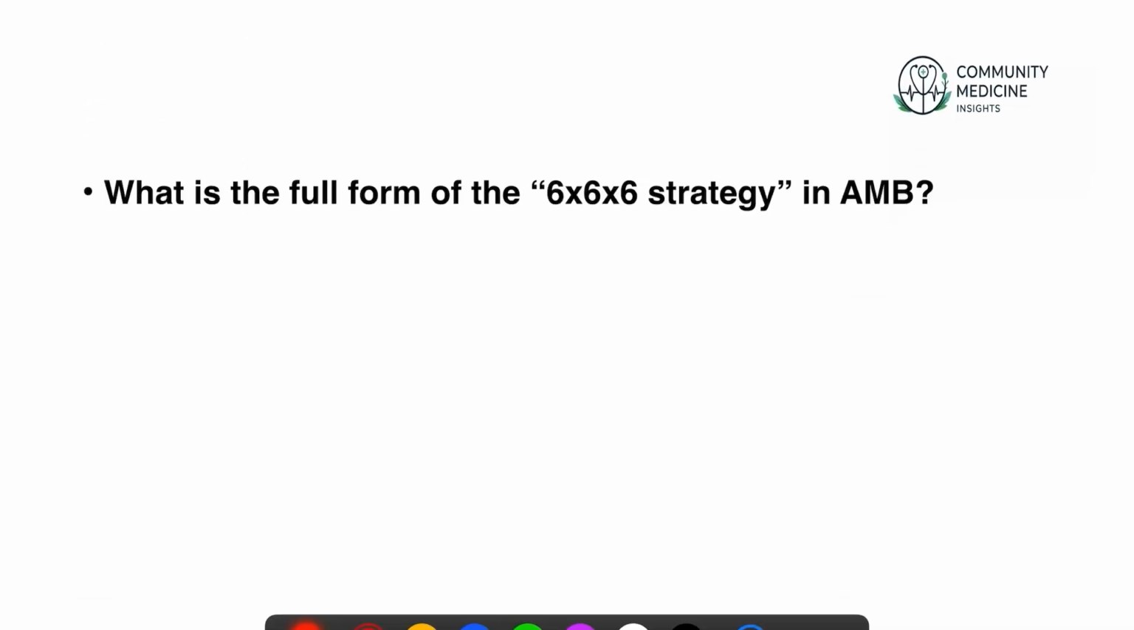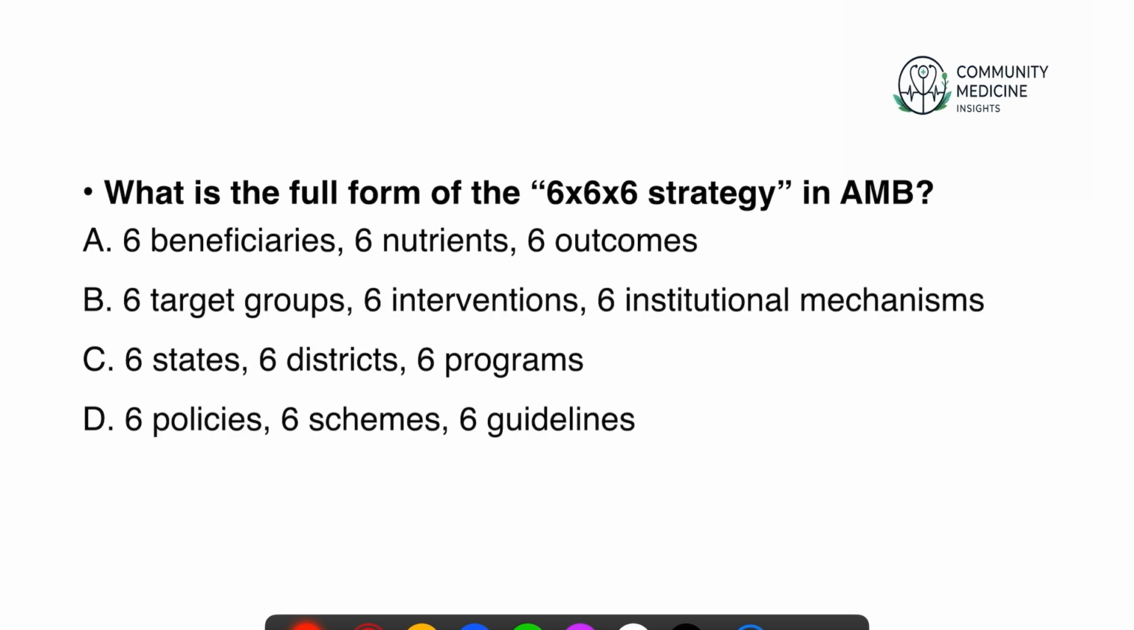What is the full form of 6 by 6 by 6 strategy in the Anemia Mukt Bharat? The options we have are, so here the correct answer is option B. 6 target group, 6 interventions and 6 institutional mechanisms.